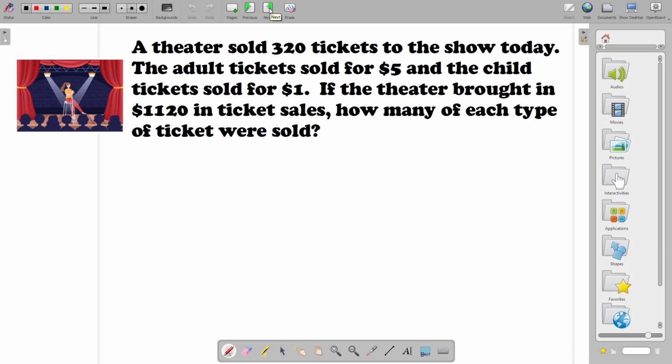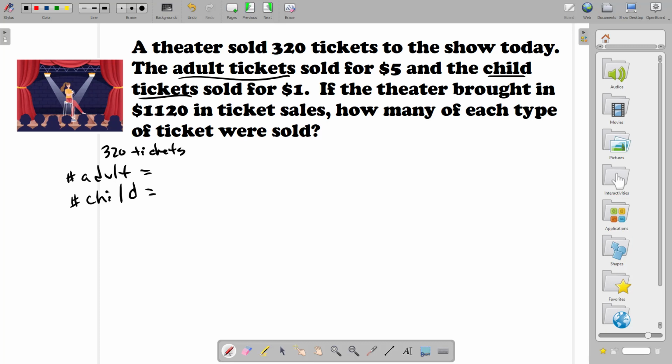All right, this time we're looking at a ticket problem. Ticket problems and coin problems are set up exactly the same way. We have adult tickets and child tickets. We have sold 320 tickets total. We're looking for the number of adult tickets sold and the number of child tickets sold.